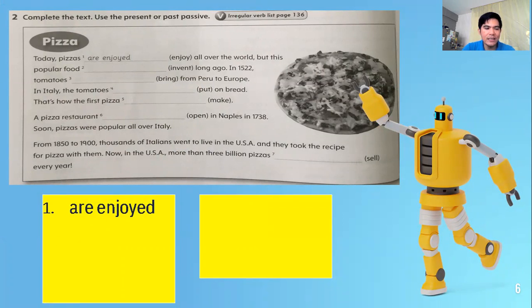Okay, number 1 is given. Today is present, so we use present. Pizzas are enjoyed all over the world. So you have the verb there. You can check the past participle form of the verb on page 136 of the same book, your workbook. Let's continue. Number 2. But this popular food, is it present or past? You can pause this video and write your answers for numbers 2, 3, 4, 5, 6, and 7.